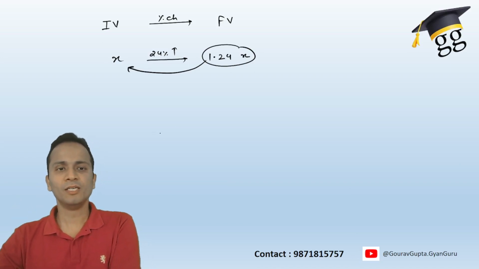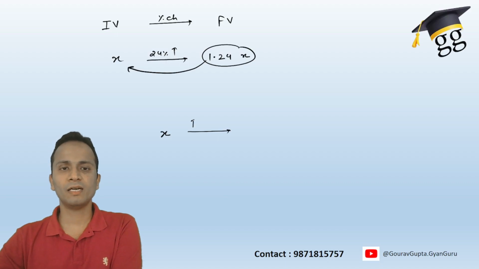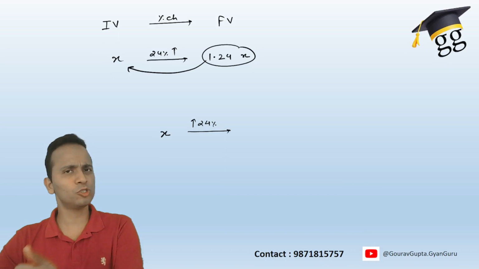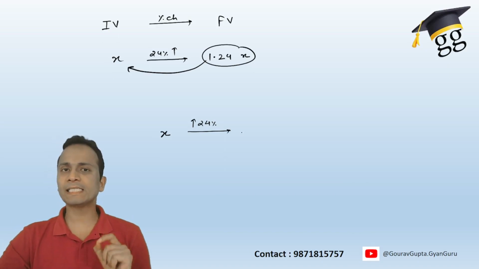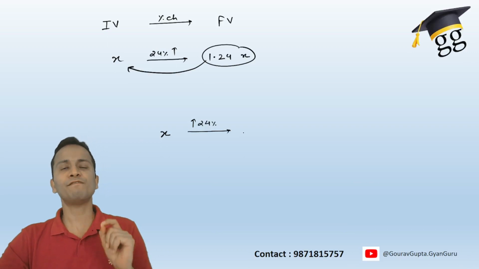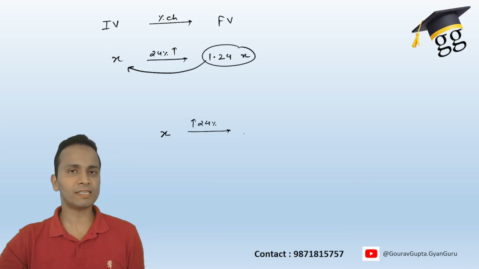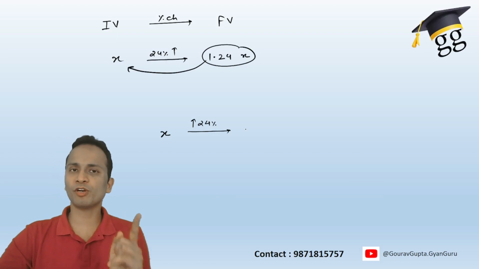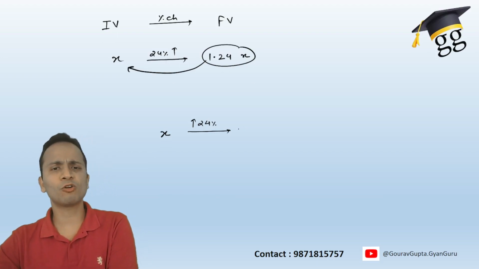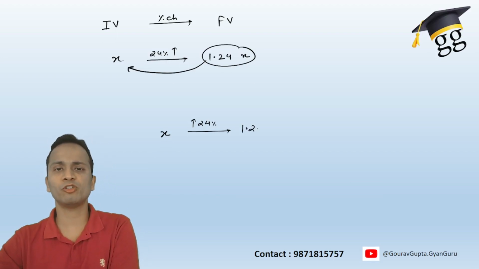Right, so the initial value is given, with an increase of 24%. In the example taken above, an increase of 24%. So since there is an increase, the factor will be more than 1. So what will the factor be? 1.24. Okay, right? The factor will be 1.24. Done? Now since I'm going from initial value to final value, we will multiply this factor. So what will the final value be?